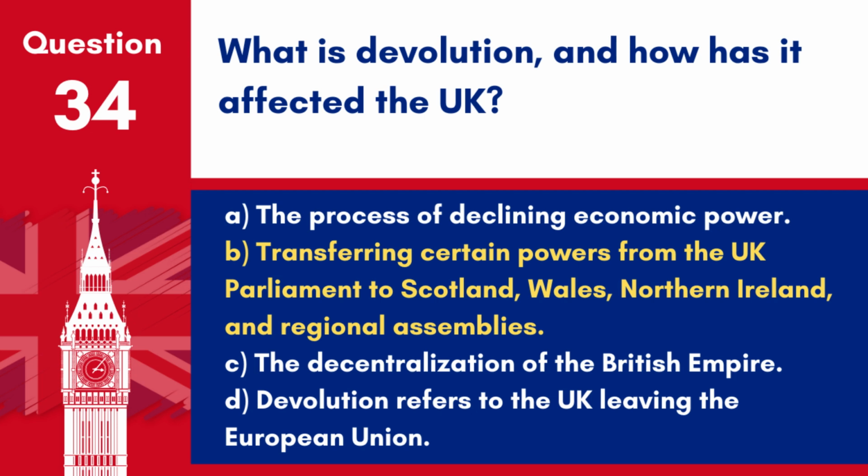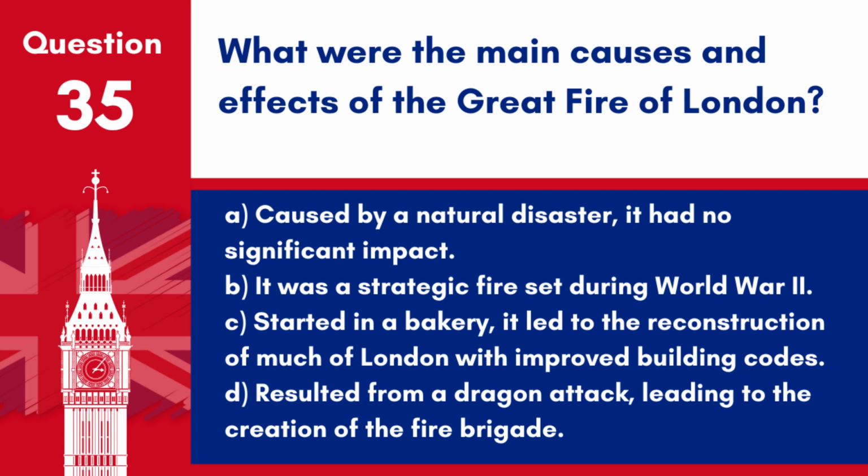Answer B. Transferring certain powers from the UK Parliament to Scotland, Wales, Northern Ireland and regional assemblies. Devolution has led to a more decentralised governance structure within the UK, allowing each nation and region to exercise greater control over its own affairs. Question 35. What were the main causes and effects of the Great Fire of London?